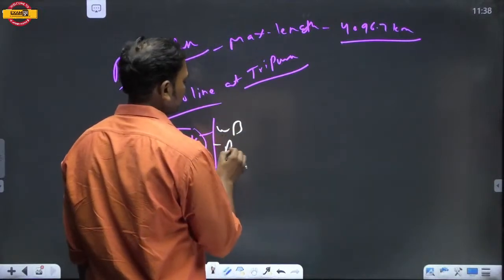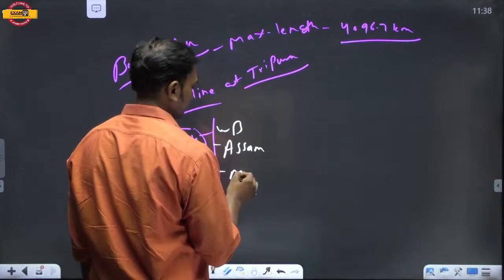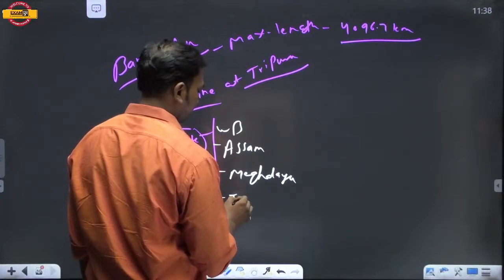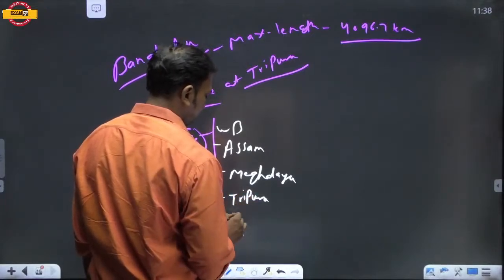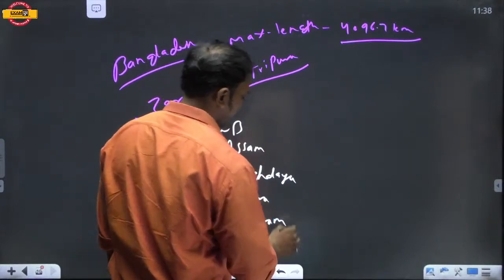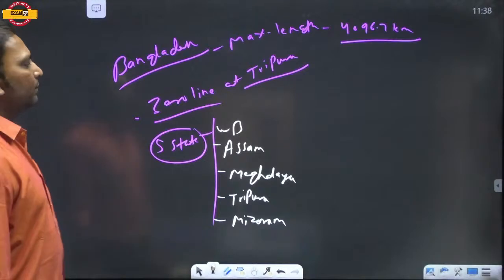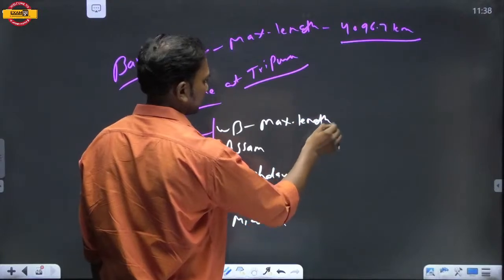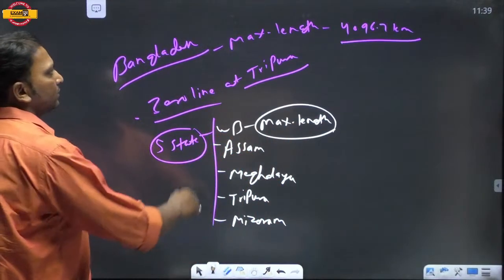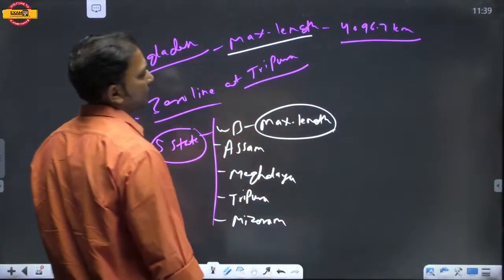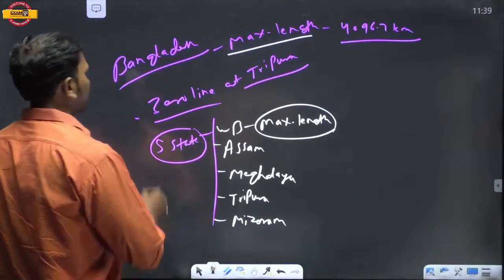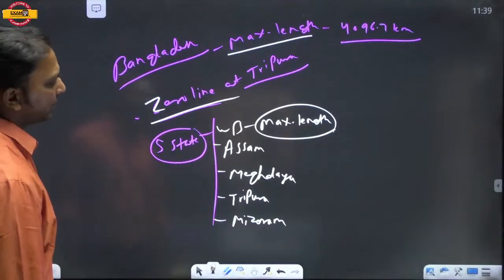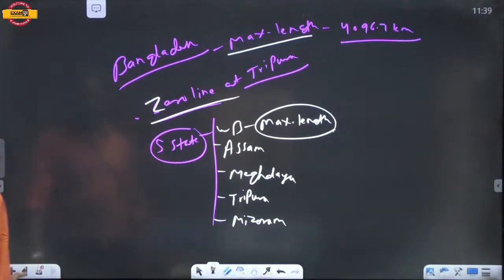West Bengal, Assam, Meghalaya, Tripura, and Mizoram. West Bengal has the maximum length. Okay, so Bangladesh has the maximum borderline, that is 4096.7 kilometer. It is called the zero line at Tripura, and it has a border with the 5 states: West Bengal, Assam, Meghalaya, Tripura, and Mizoram. You can see it here.